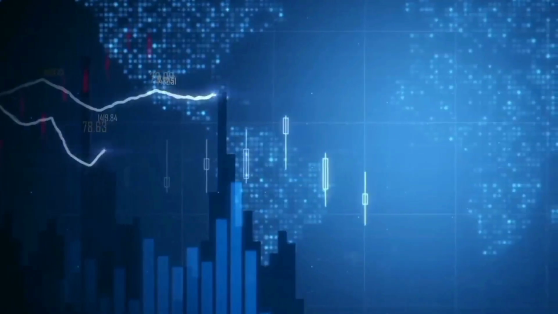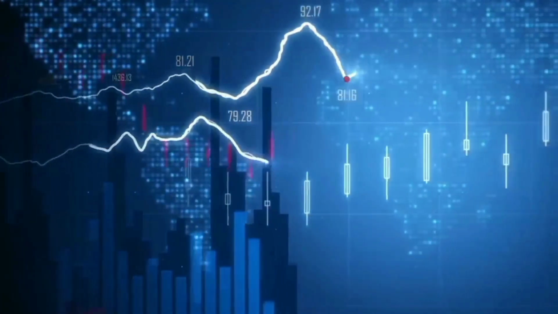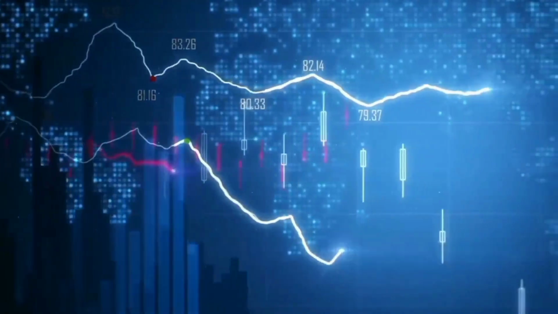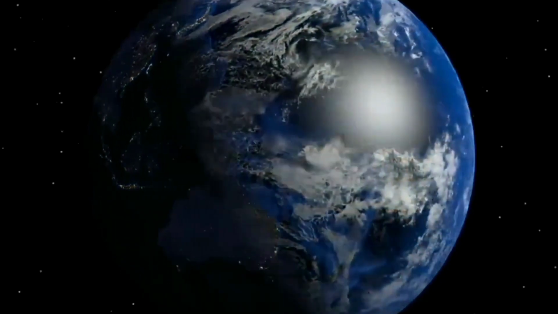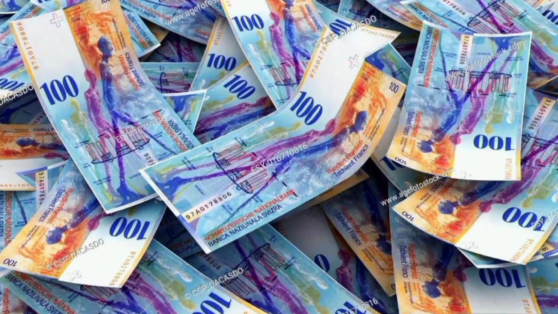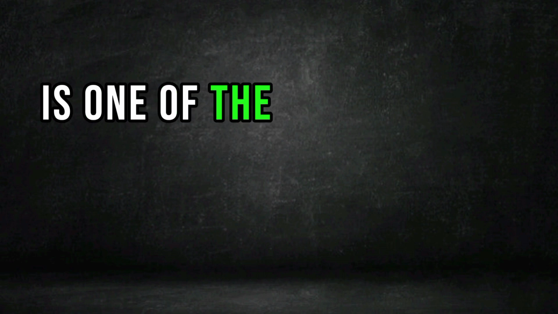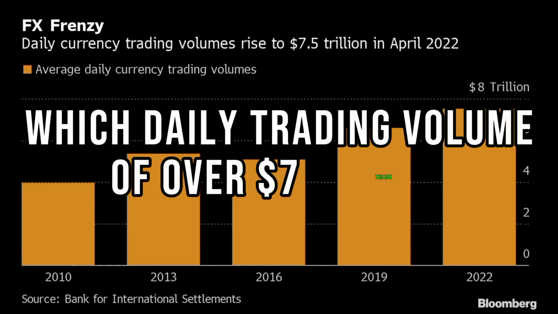The word Forex is a mashup of foreign exchange and is commonly used to refer to the foreign exchange market, the largest financial market in the world. Picture a massive marketplace trading across all the corners of the globe, but rather than having goods on sale, this market trades in global currencies. The Forex market is one of the most widely traded markets in the world, with a daily trading volume of over $7 trillion.